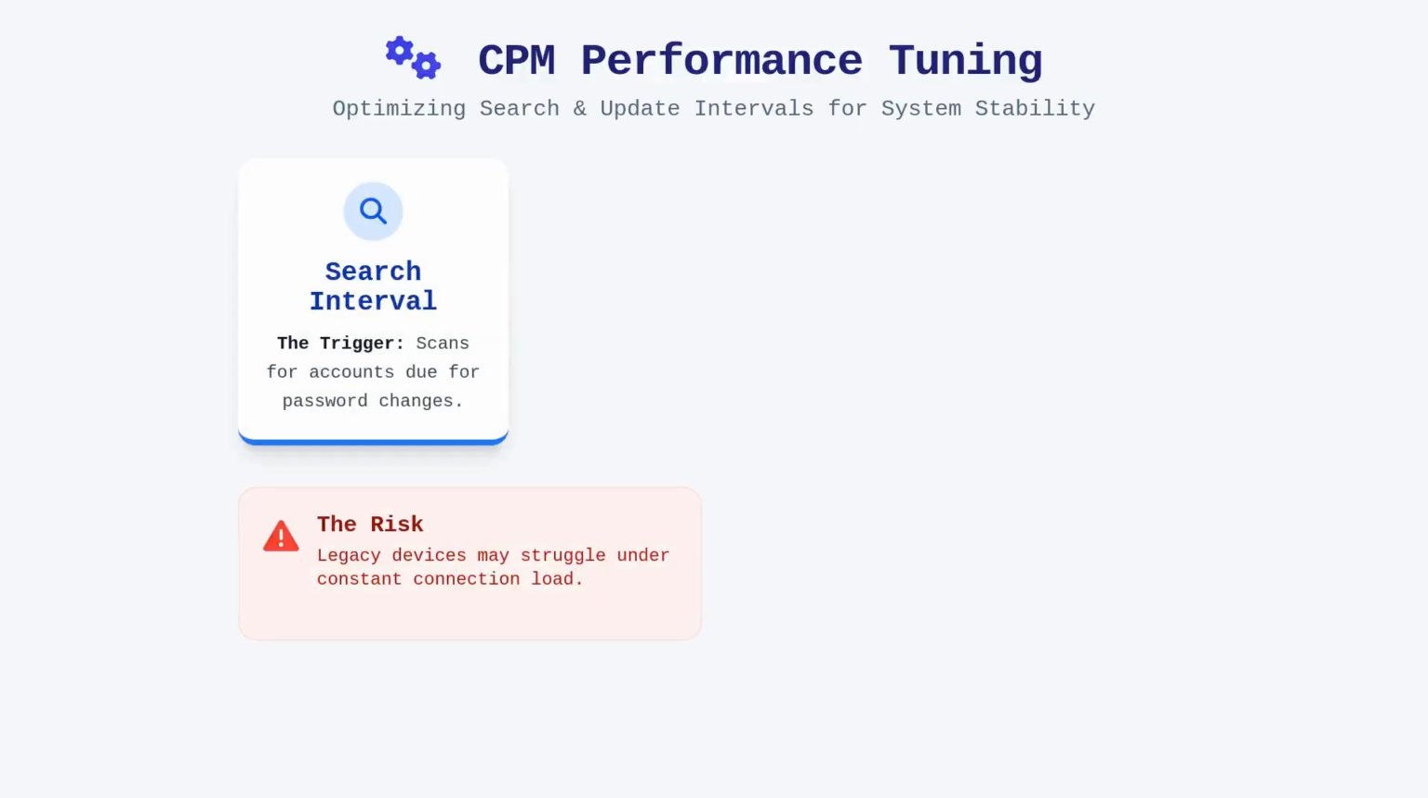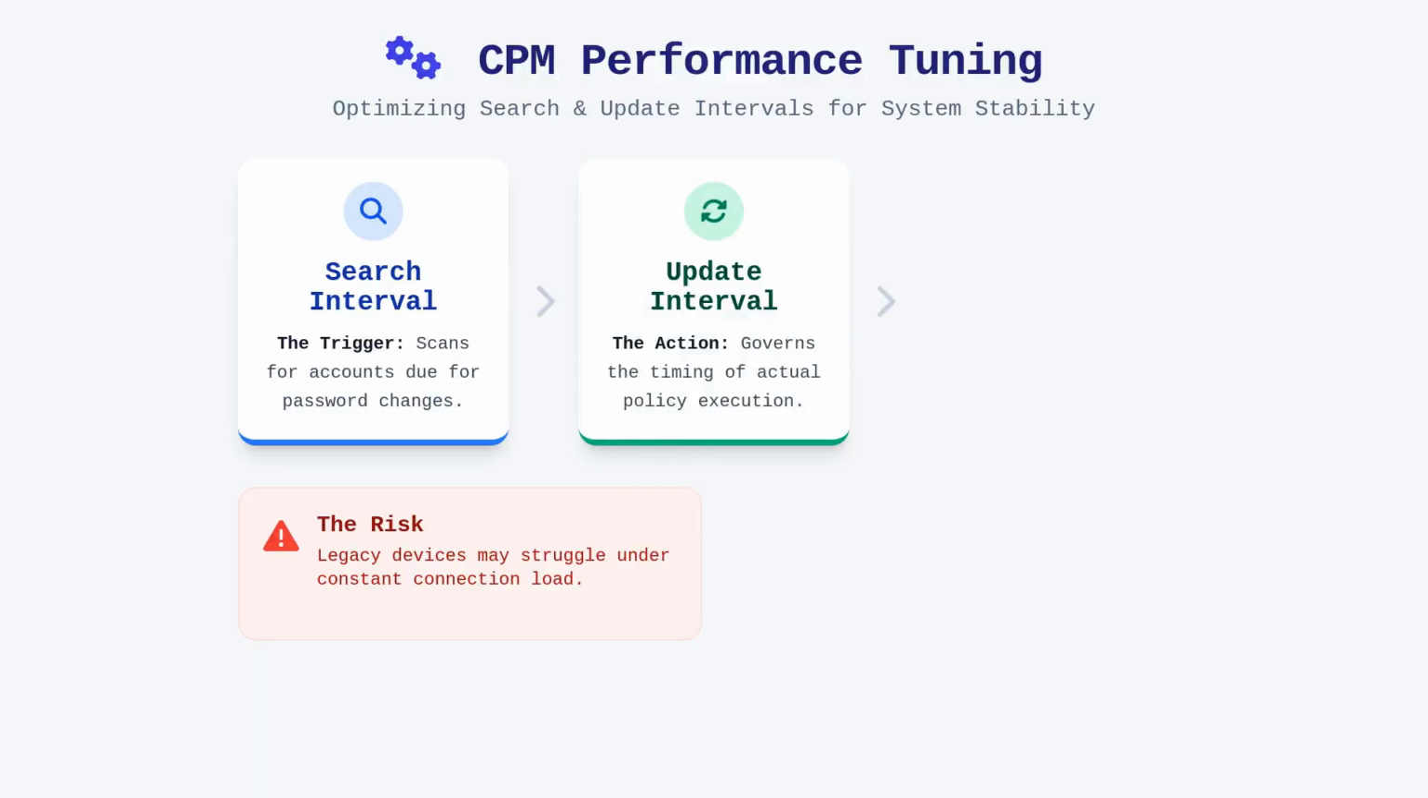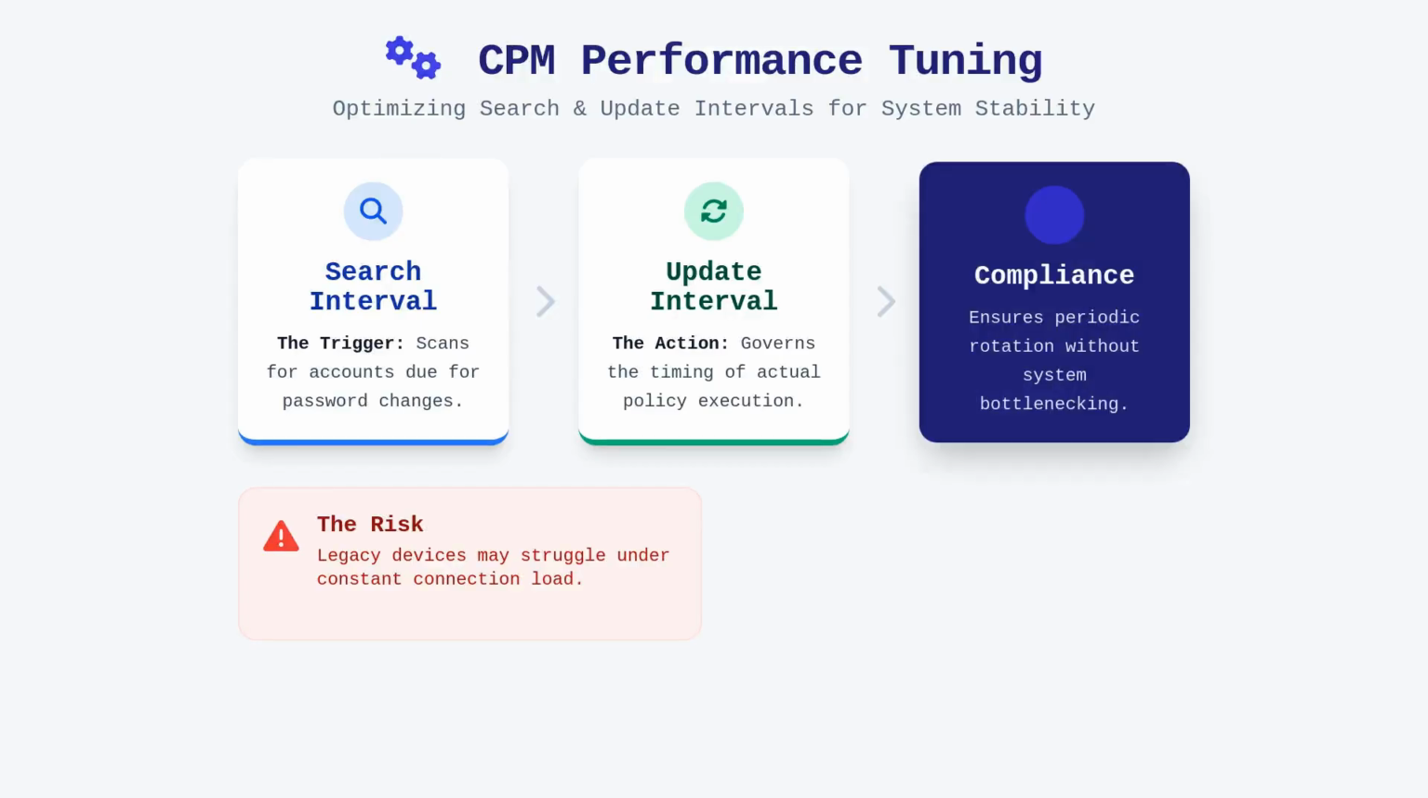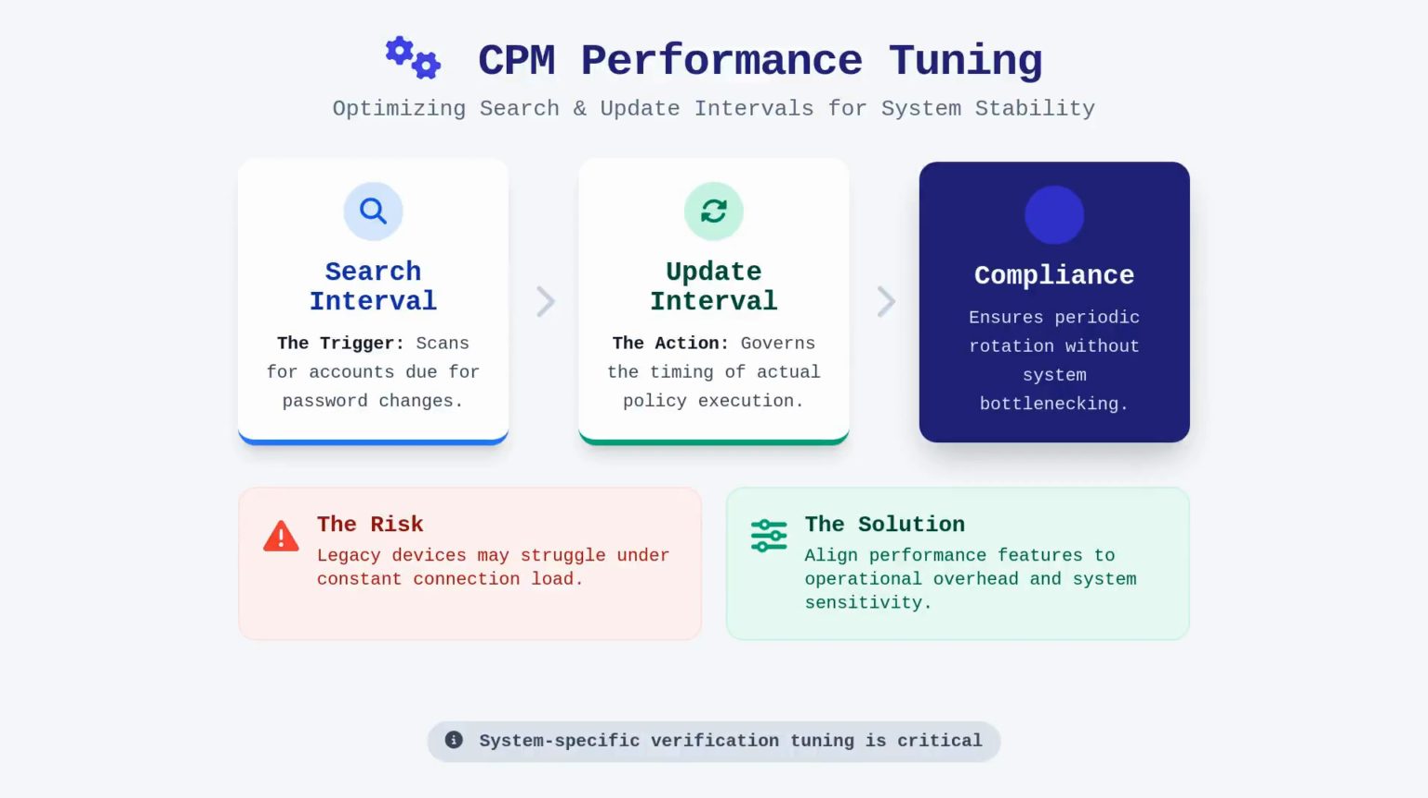The search interval dictates how often the CPM scans for accounts that are due for a password change, while the update interval governs the timing of the actual policy execution. By finding the right balance here, you prevent the CPM from becoming a bottleneck while ensuring that your compliance requirements for periodic rotation are strictly maintained. It is a matter of knowing your environment's capacity and aligning the CPM performance features to match your specific operational overhead and system sensitivity.